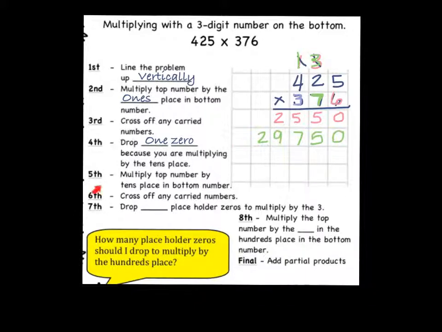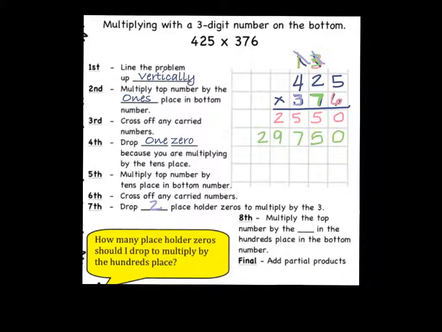And when I multiply by the 7, I'm going to get 29,750. So step number 6 tells us to cross off any carried numbers, and now I'm going to move on to step 7. Step 7 tells us to drop 2 placeholder zeros to multiply by the 3 because it's in the hundreds place.